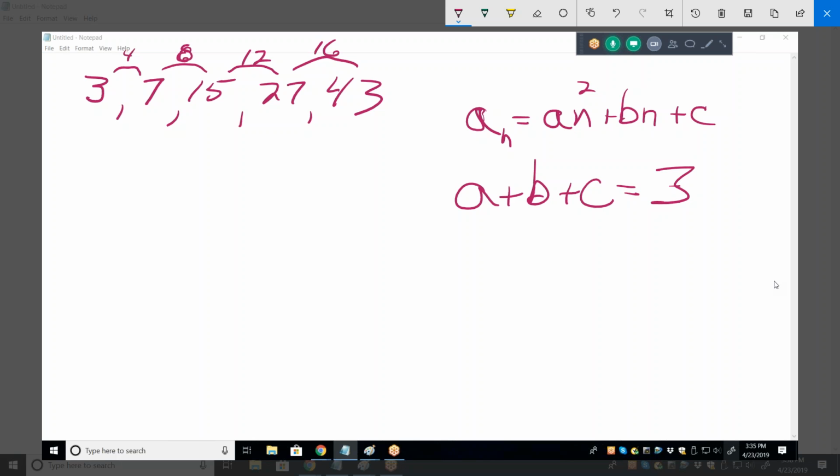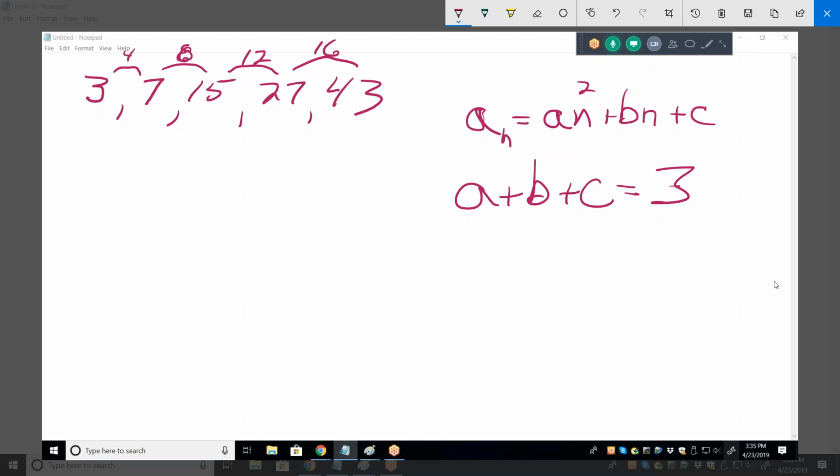Now what? Now we plug in 2 for n. I think there 7 must equal 2a. When we plug in 2 for n, hold on. I think I'm going to get this. This technique seems like it's going to work.